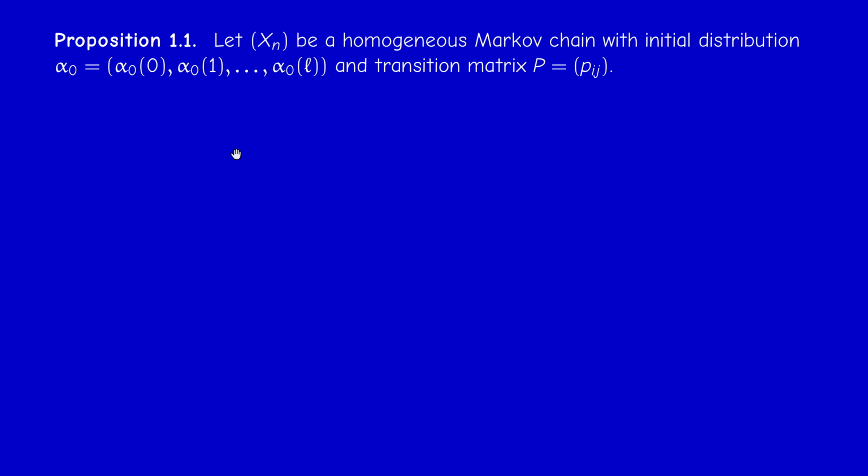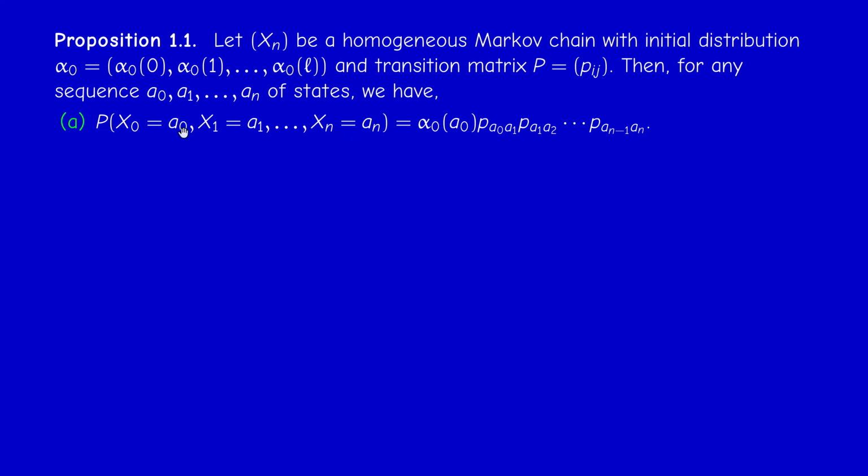The first result concerns the computation of some probabilities related to Markov chains. So suppose that we have a homogeneous Markov chain Xn with a given initial distribution and a transition matrix Pij. Then, for any sequence A0, A1, ..., An of states, we can compute the probability of this event: X0 equal A0, X1 equal A1, ..., Xn equal An.